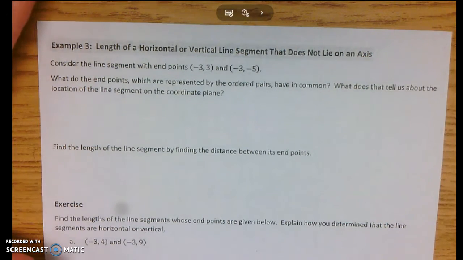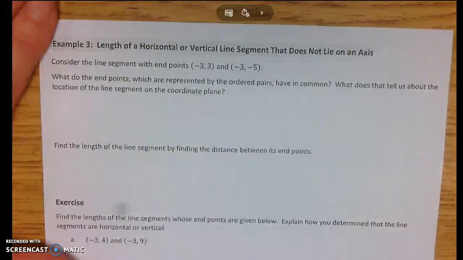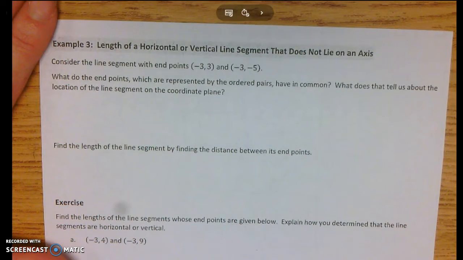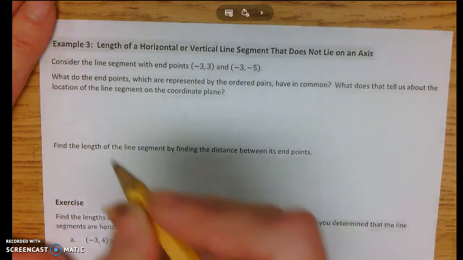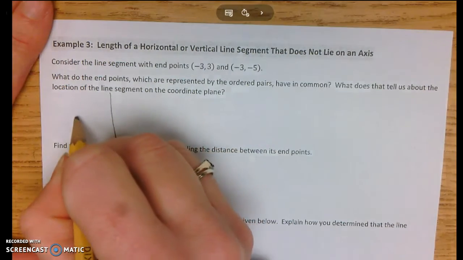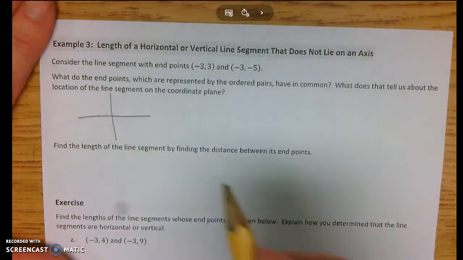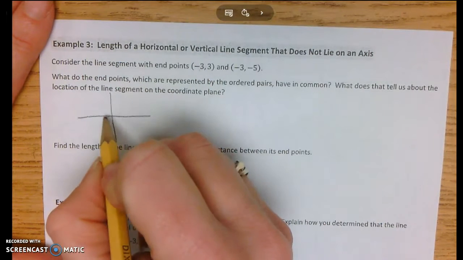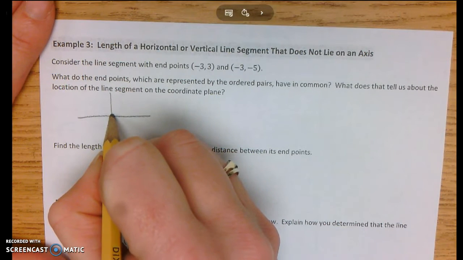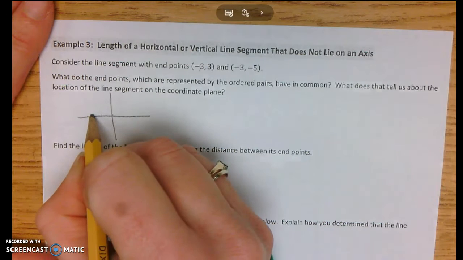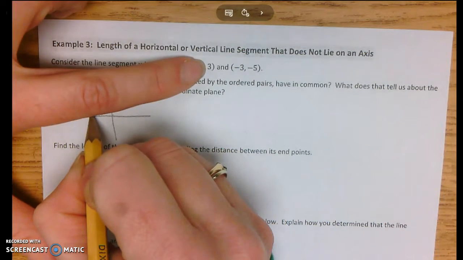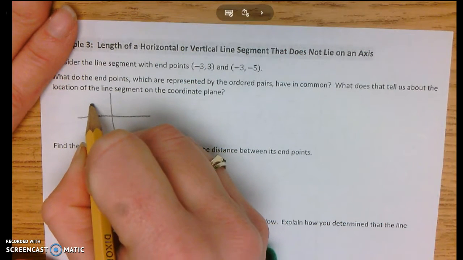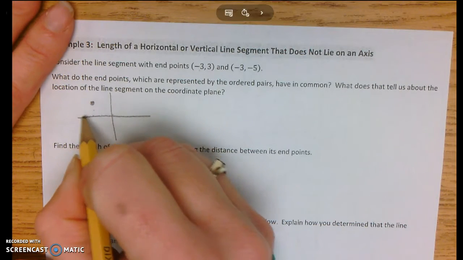But anyway, I digress. All right, so it says consider the line segment with endpoints (-3, 3) and (-3, -5). So the first thing I'm going to do is go ahead and put a sketch of those points. So (-3, 3), I start at the origin. I move to the left 3 spaces, and then my y coordinate is +3, so I move up 3 spaces. I'm just getting a rough drawing here.